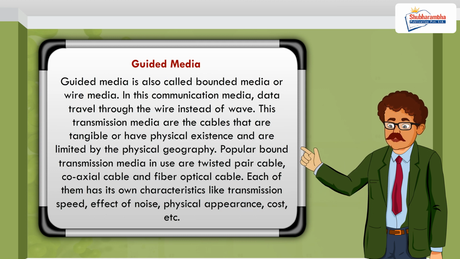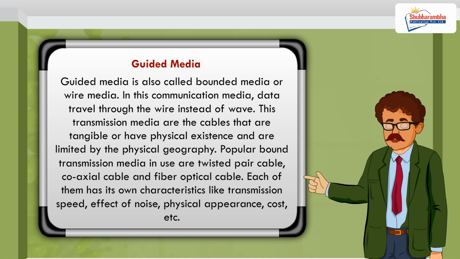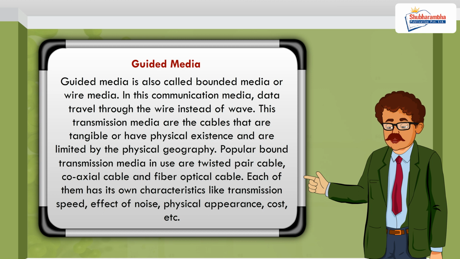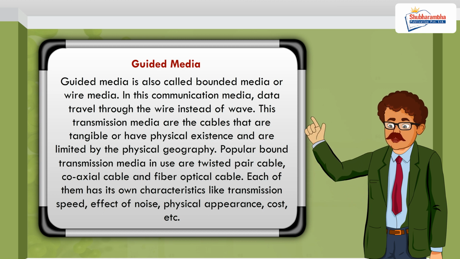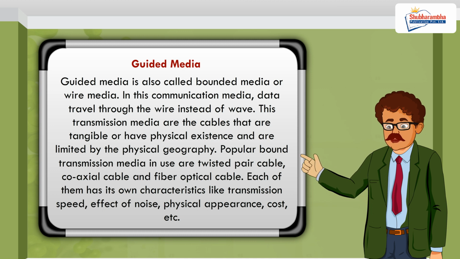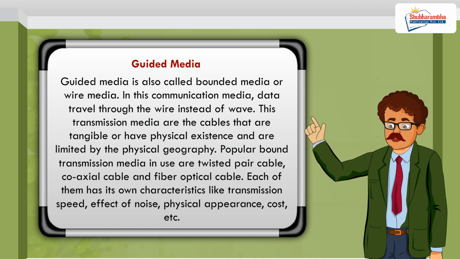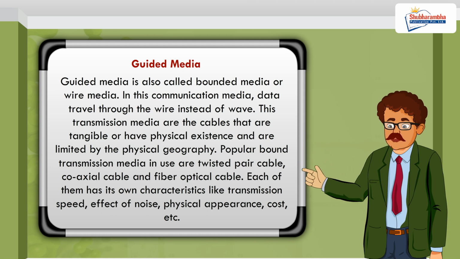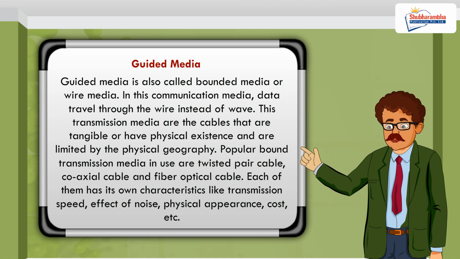Guided media. Guided media is also called bounded media or wire media. In this communication media, data travel through the wire instead of a wave. These transmission media are the cables that are tangible or have physical existence and are limited by physical geography. Popular bound transmission media in use are twisted pair cable, coaxial cable, and fiber optical cable. Each of them has its own characteristics like transmission speed, the effect of noise, physical appearance, cost, etc.